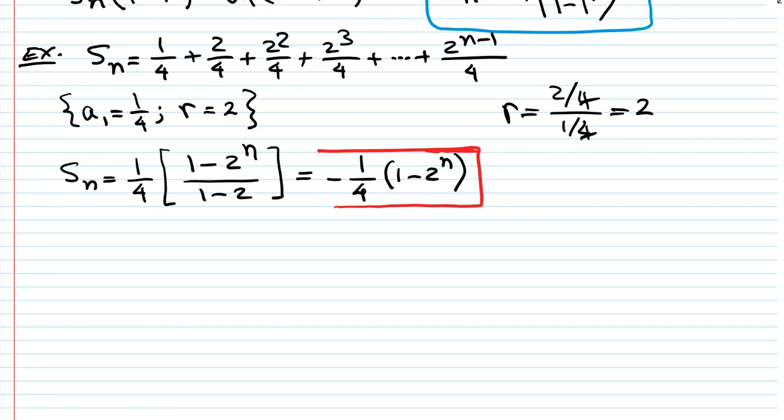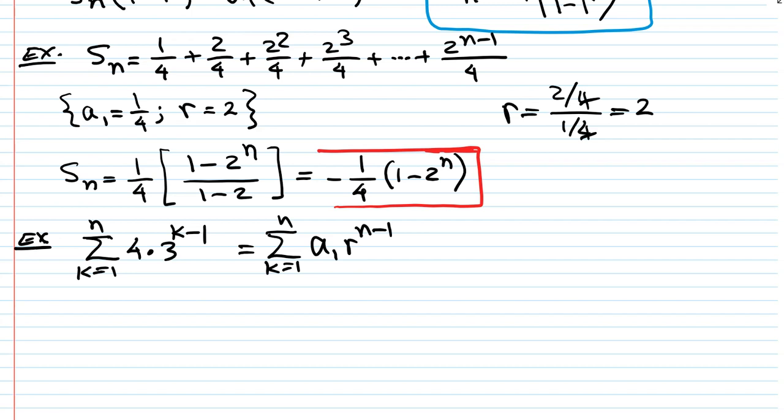Let's take a look at one more example here. In this next example, let's say the sum as k goes from 1 to n of 4 times 3 to the k minus 1. Now this has the structure that you see. I'm writing a1 r to the n minus 1. It has exactly the same structure. And again, some people actually write this out and determine the first term and common ratio using the series.